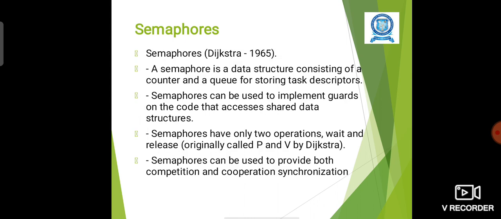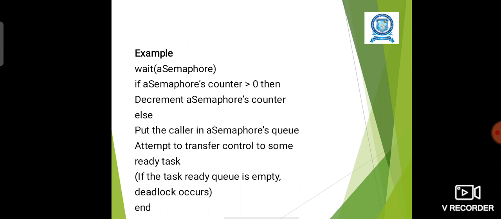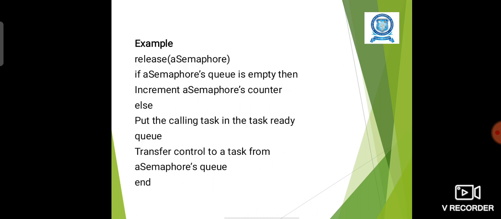Semaphore. A semaphore is a data structure consisting of a counter and a queue for storing task descriptors. A semaphore can be used to implement a guard on the code that accesses shared data structures. Semaphores have only two operations: wait and release. Semaphores can be used to provide both competition and cooperation synchronization. For example, this is the code for the semaphore wait. This is the code for the semaphore release.